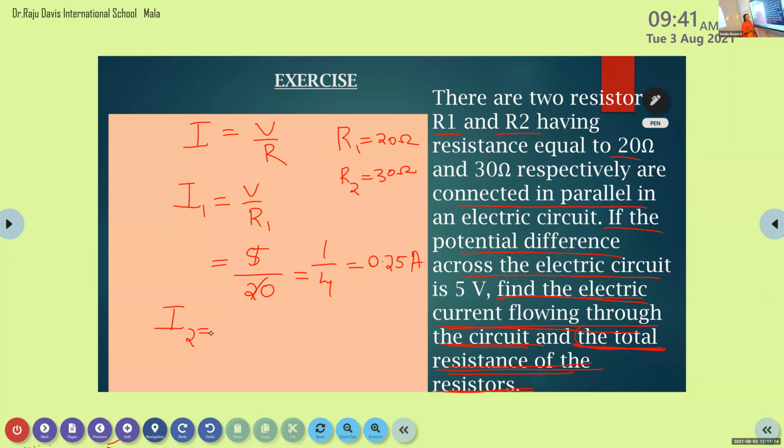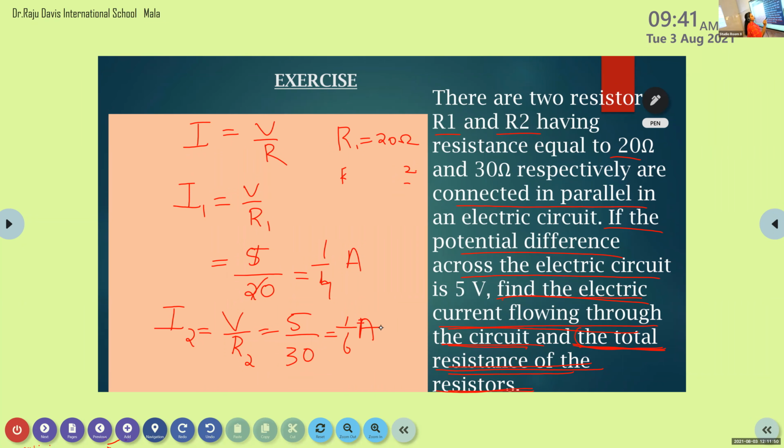Now similarly we can find I2. I2 is equal to V by R2. Here voltage V is 5 divided by R2, which is 30. 5 by 30 is 1 by 6. You can write it as 1 by 4 ampere and 1 by 6 ampere. It's enough, no problem.